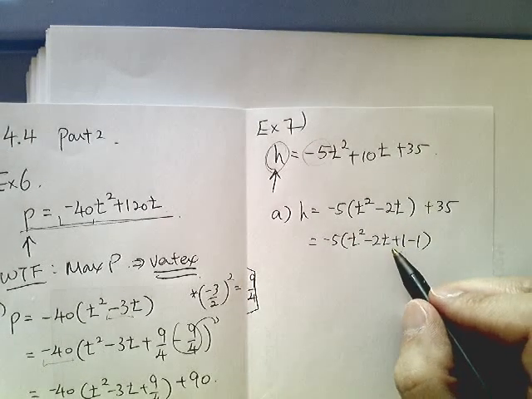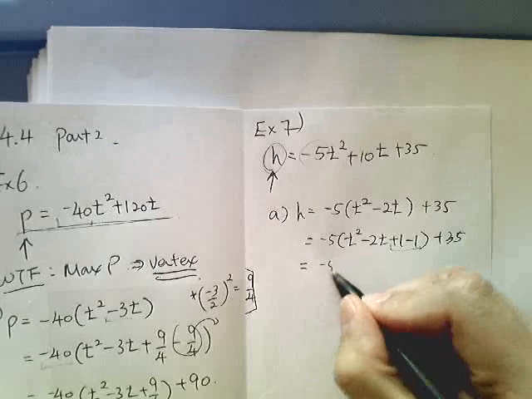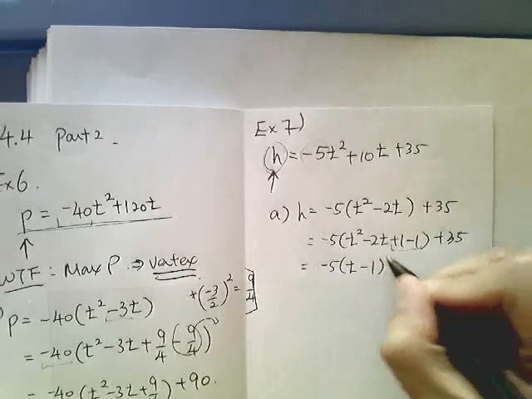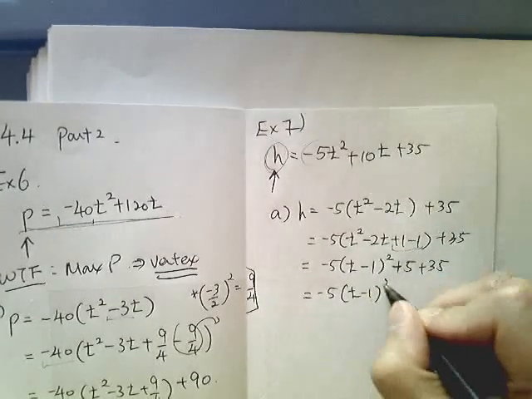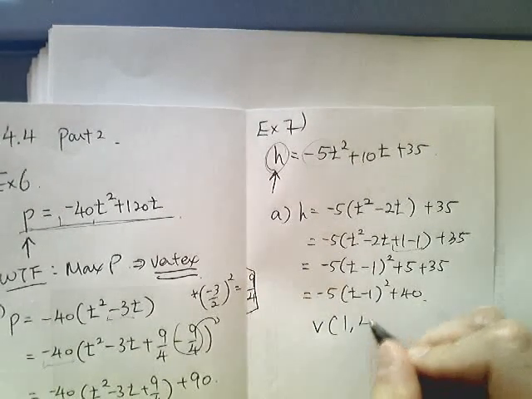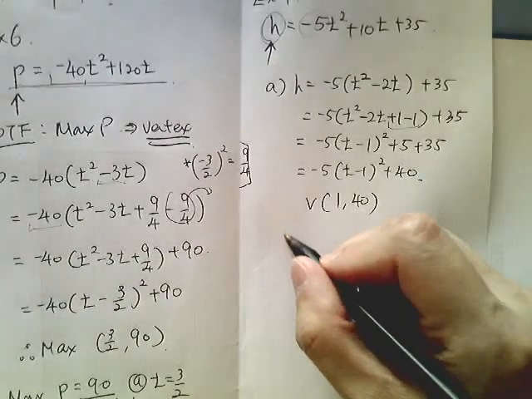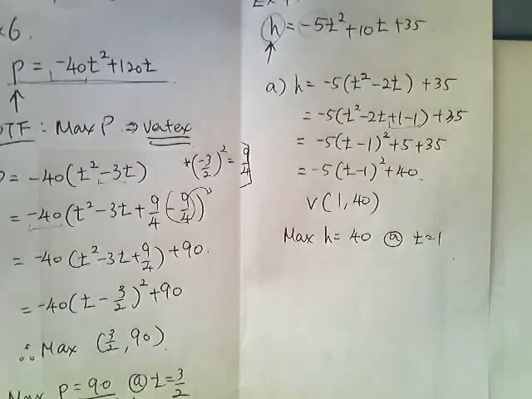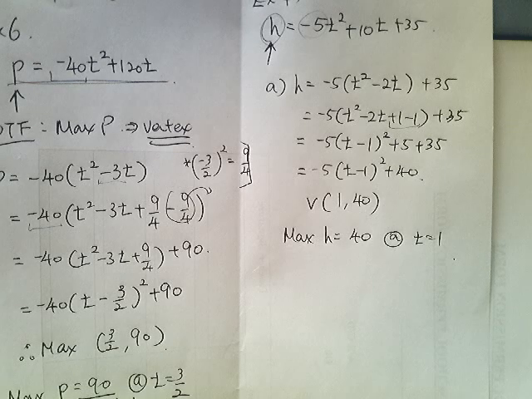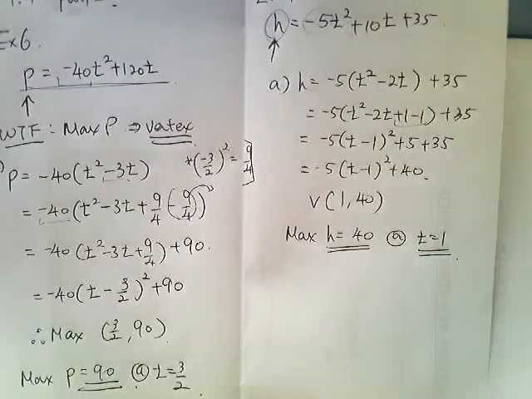Now, from here, you should be able to get these two without a problem. So I'm not going to go into detailed explanation now. So negative 5 times t minus 1 squared plus 5 plus 35. So I have negative 5 t minus 1 squared plus 40. So my vertex is at 1 comma 40. So when does the maximum height occur? Well, max h is 40 at t equals 1. So it takes 1 hour. If it is in hours, actually it says seconds. So it takes 1 second to get to the maximum height, which is 40 from the ground. Okay, it's from the ground.